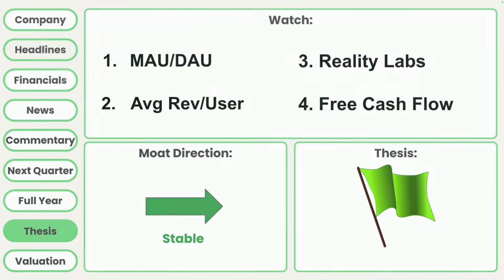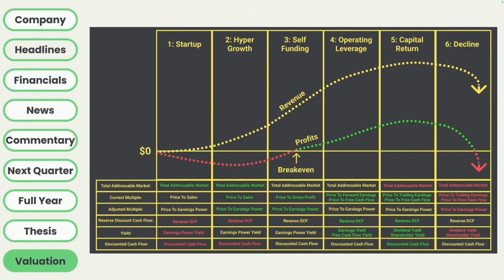If you've seen any of the earnings reviews that we do on this channel, you know that we end each earnings report with an overview of the company's thesis. We give you the 4 key metrics that we're going to be watching when the company reports earnings, the direction of the company's moat, and whether or not we think the thesis is on track. If the company's thesis is on track, the next step is to value the company using whatever valuation metric makes the most sense given where the company is on the business growth cycle.